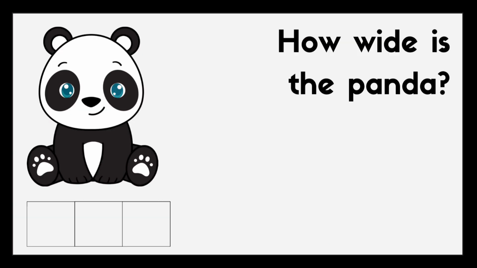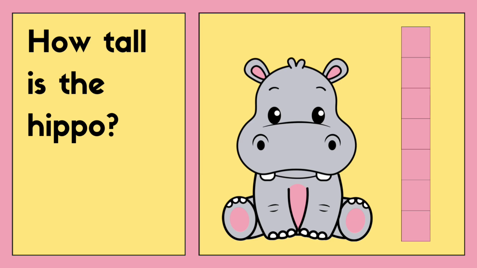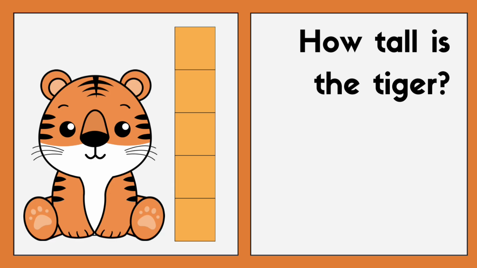Yay, I'm so proud of you. How wide is the panda? 1, 2, 3. Yay, the panda is 3 blocks wide. How tall is the hippo? 1, 2, 3, 4, 5, 6. Yay, the hippo is 6 blocks tall.